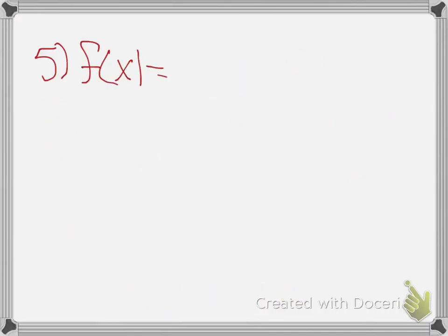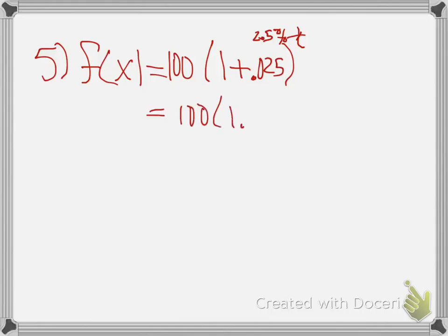Number 5. Okay, so 5 says this. 5 is talking about some type of radio contest where there's a $100 gift card and it's going to increase by 2.5% if people don't call in time. So there we go. So what do we say here? We're increasing by 0.025. That would be there. We started out with $100. Combine the 1 plus the 0.025. There is your general formula right there. Make note, that is the general formula.